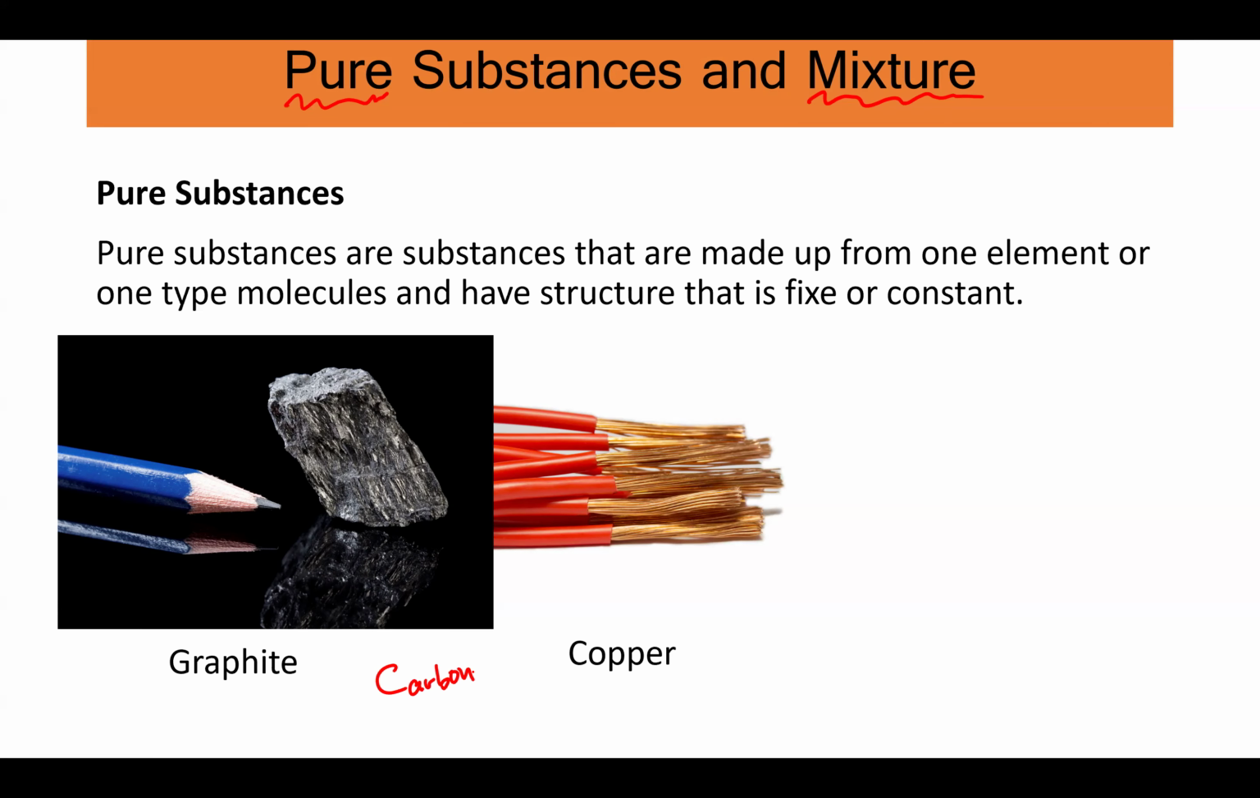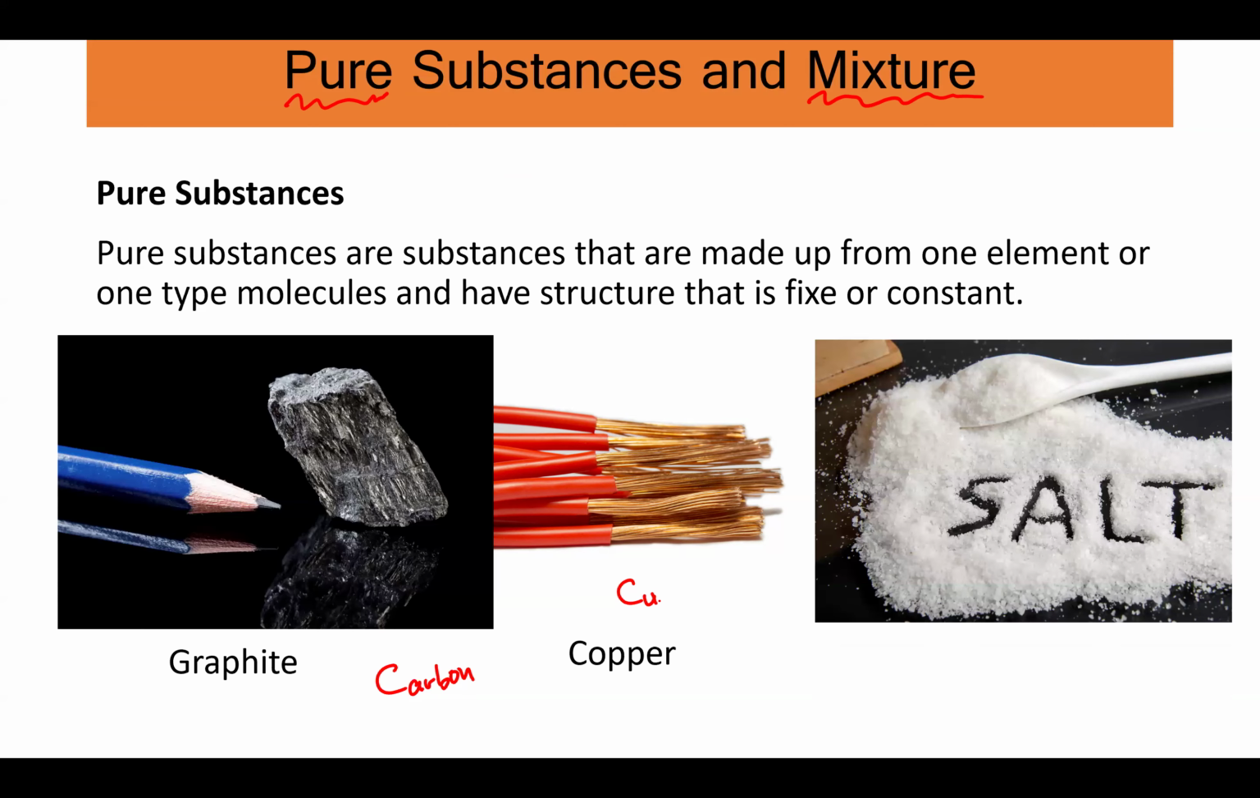That's made out of copper, or the symbol is Cu. There is no other element used to make this wire, the copper wire. That's a pure substance. For example, salt. This is only salt. Salt is only made out of salt. For example, it is only composed of sodium chloride. There are no other molecules made together to make salt. That's why it's a pure substance.